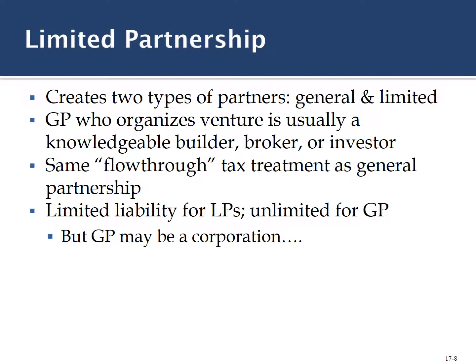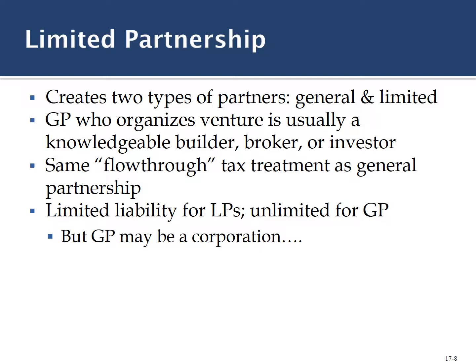Limited partnerships have the same flow-through taxation treatment as general partnerships. So all of the income of the partnership would then flow through to the general partner and the limited partner, and each member is taxed based on their individual tax rates. In a limited partnership, there is limited liability for LPs. Your LPs, or your limited partners, are normally referred to as your silent partners.